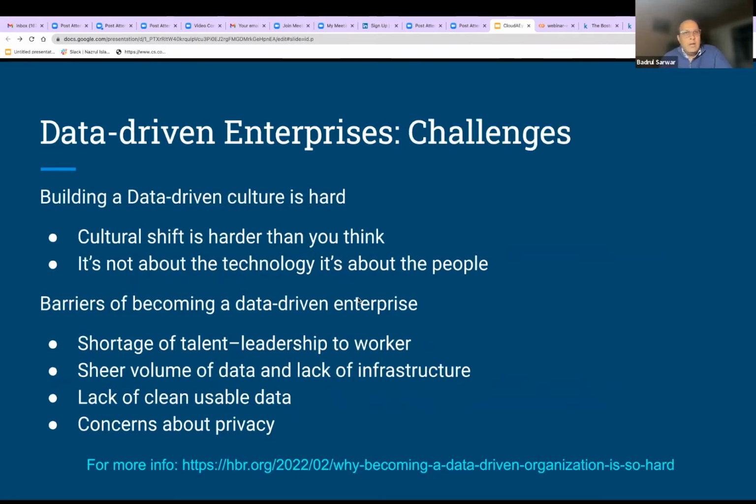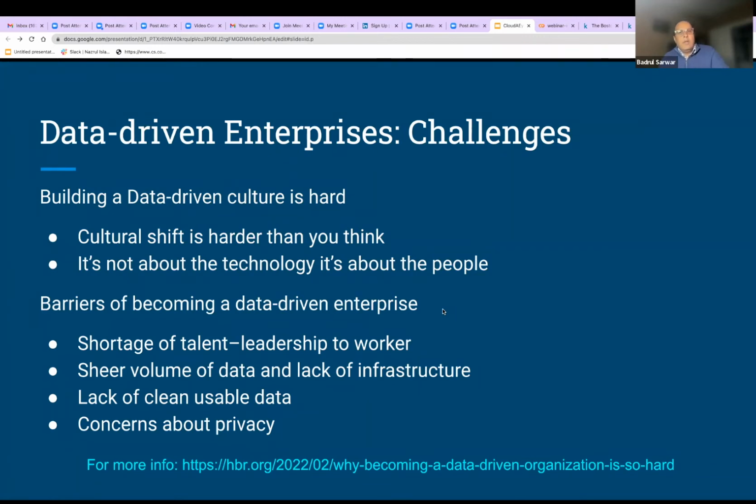But it's hard. Cultural shift is very hard. It's way harder than you think. I have pointed to some articles where you can take a look later. The thing is that it has to come from the top, and it's not the technology that's the barrier to becoming a data-driven enterprise. It's the people. So one thing is the shortage of talent that have this data-centric mindset, and that hampers this a lot.